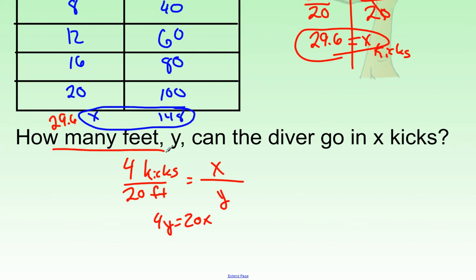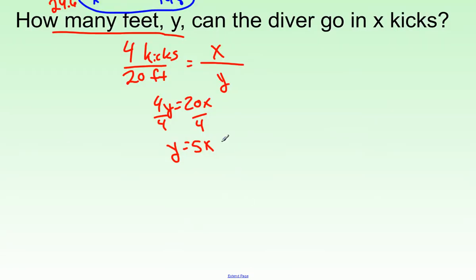Since it's asking for how many y's, we solve for y. Divide by 4, y equals 5x. That means every time he kicks his legs, he does 1 kick, he goes 5 feet. If he did 5 kicks, he'd go 25 feet. If he did 15 kicks, plug in the number for x. 15 times 5, 75 feet. So there's a relationship between how many times he kicks and how far he goes. And it's a constant relationship.